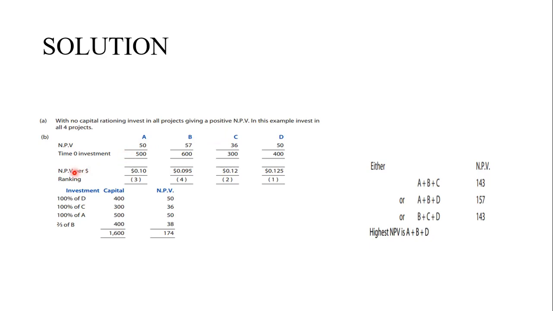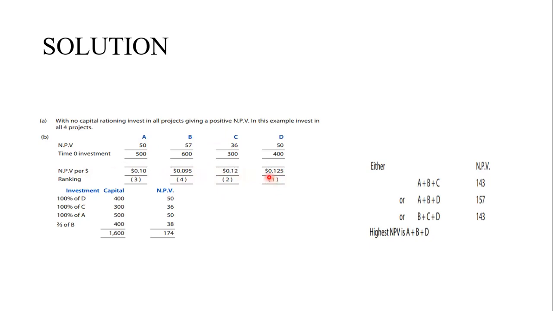Now, that gives us our NPV per dollar. That is our profitability index. So the next stage is for you to now rank them in order of what? PI. The highest first, followed by the next in that order. So if you look at these PIs, which one is the biggest? Obviously 0.125. So you rank that as number 1.